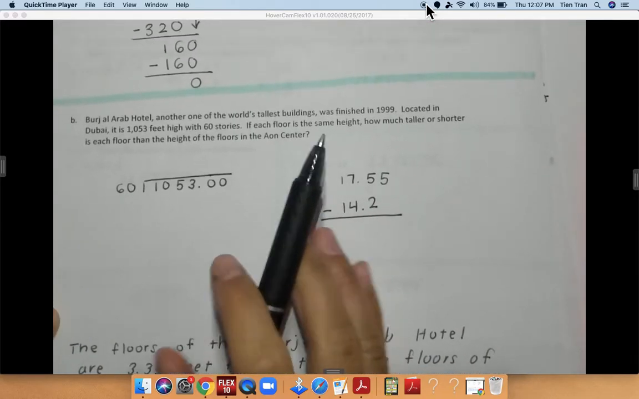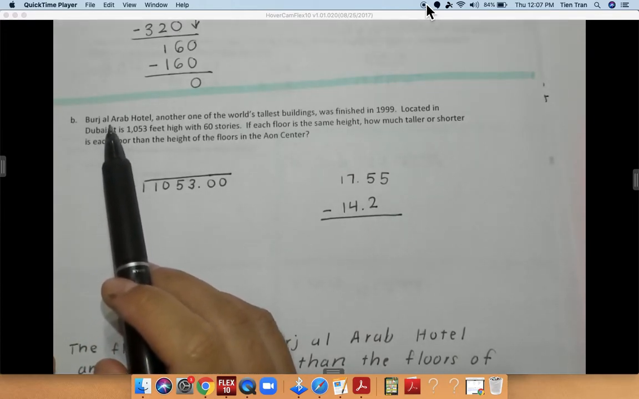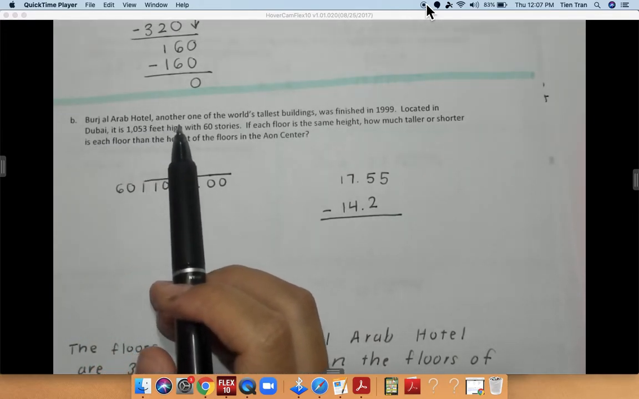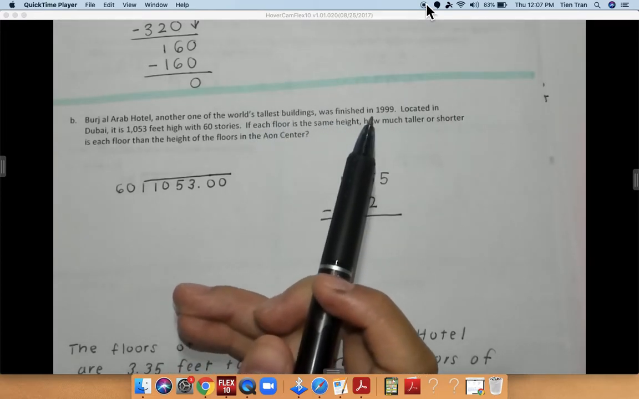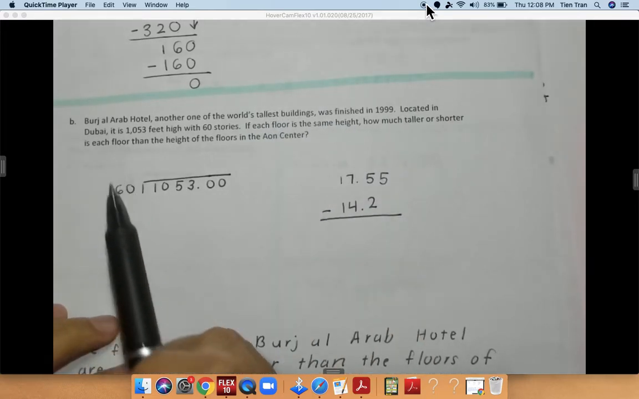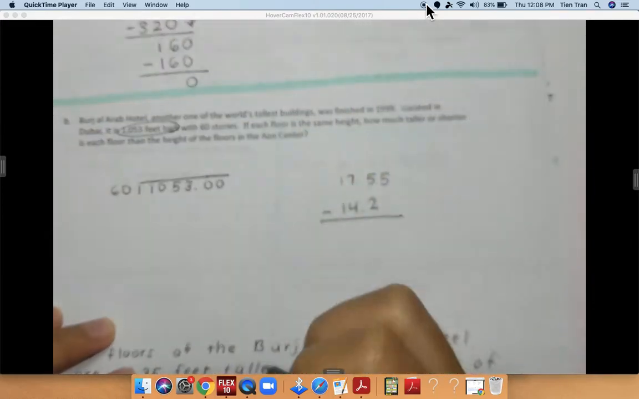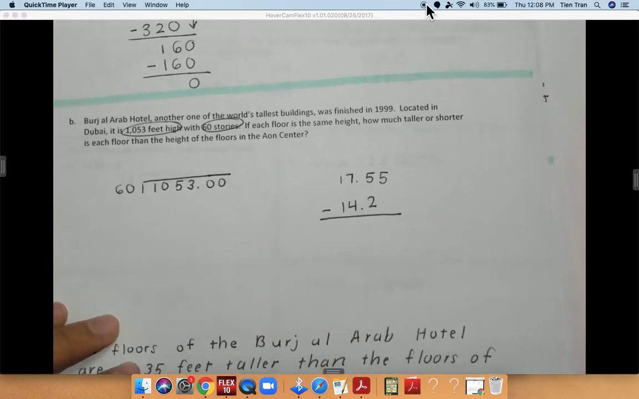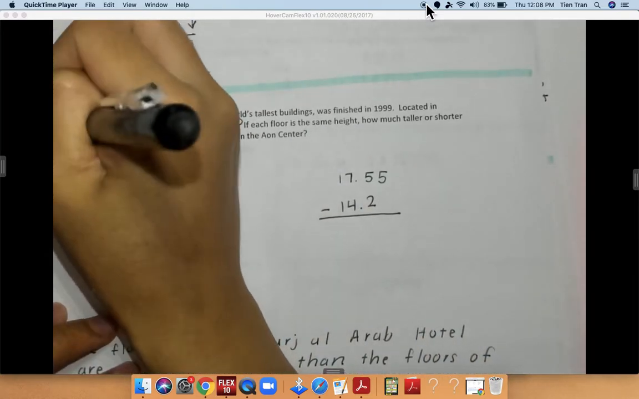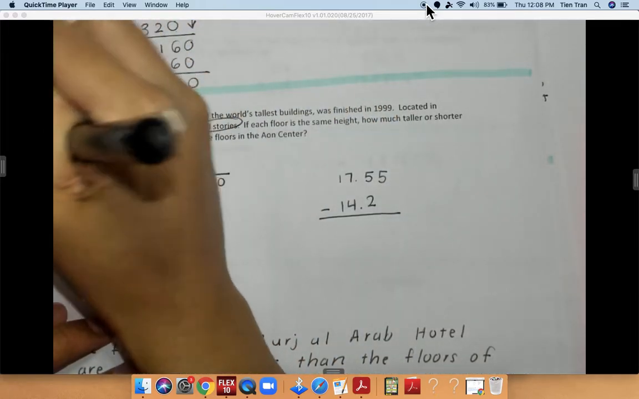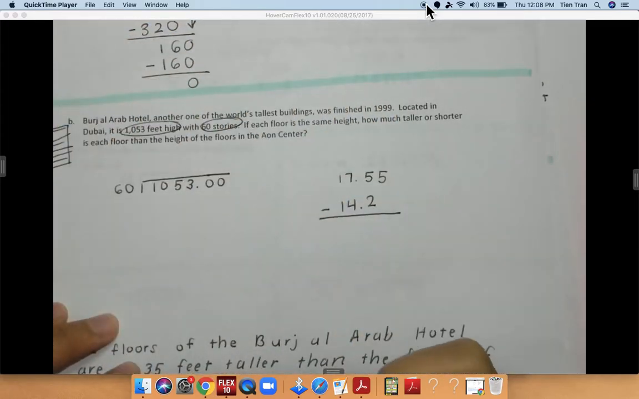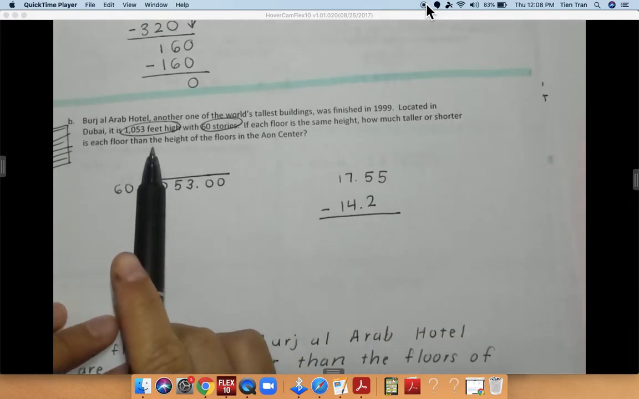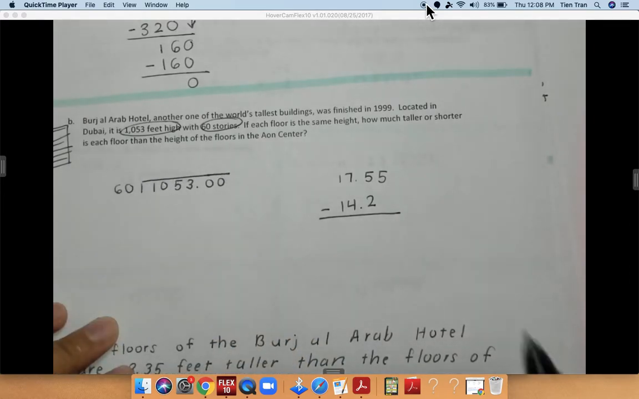Now, for the second problem, it says Burj Al Arab Hotel, I think that's how you say it, another one of the world's tallest building, was finished in 1999. Located in Dubai, it is 1,053 feet high with 60 stories. If each floor is the same height, how much taller or shorter is each floor than the height of the floors in the Aon Center? So I'm imagining this tall building, right? Very high building that is being built, and I am dividing 1,053 feet by 60 stories, so I can figure out how much is each floor in height.